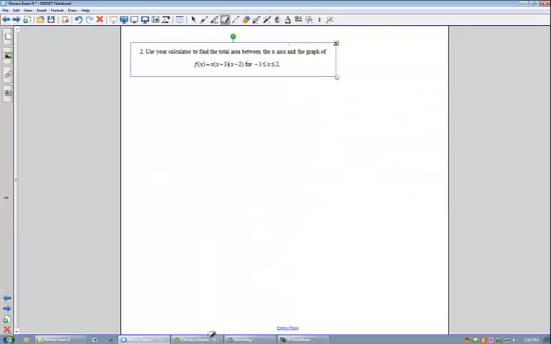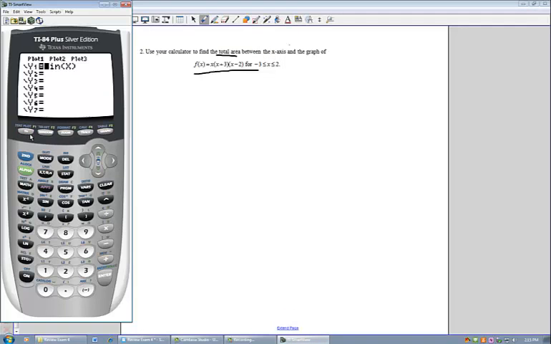The next problem we want to look at is we want to use our calculator to find the total area between the x-axis and the graph f of x equals x times x plus 3 times x minus 2, between negative 3 and 2. Okay, so what can we do? I guess I could just graph this thing. Since they tell me where to look, it's not terribly difficult to find the graph. So x, left parenthesis, x plus 3, right parenthesis, left parenthesis, x minus 2. My window, I'm going to go from negative 3 to 2, and I'll zoom fit it. And so here's the graph that I get.